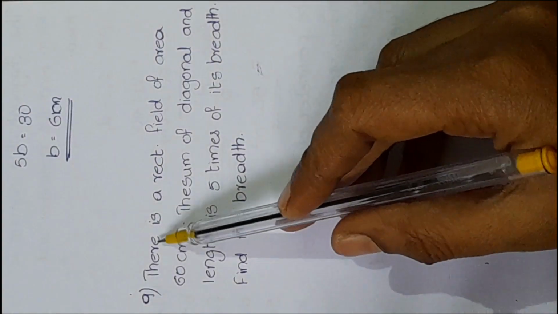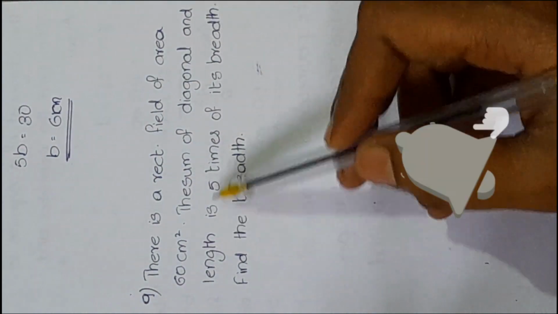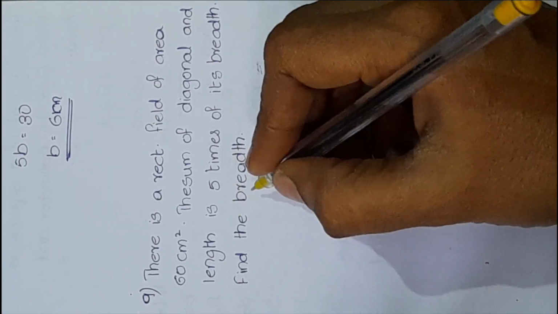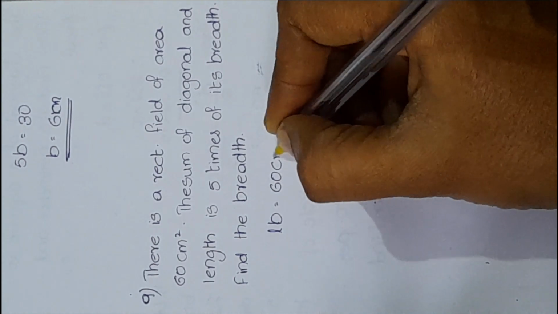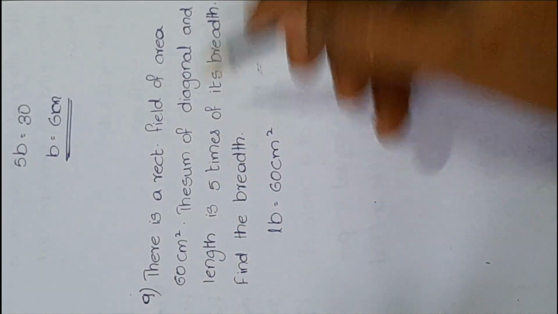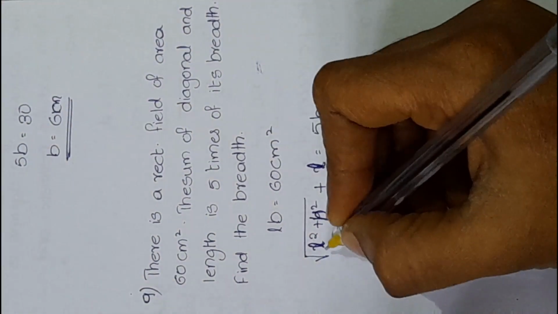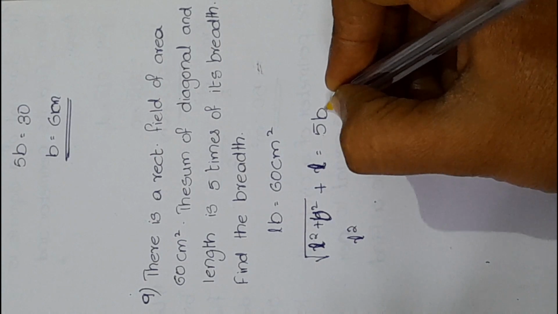Question number 9. There is a rectangular field of area 60 centimeters square. The sum of the diagonal and the length is 5 times its breadth. Find the breadth. Let L be the length and B be the breadth of the rectangle. L into B is equal to 60 centimeters square is given. Again, the sum of the diagonal and the length is 5 times its breadth. Now the diagonal can be written as root of (L square plus B square), plus L is equal to 5 times the breadth, as given.